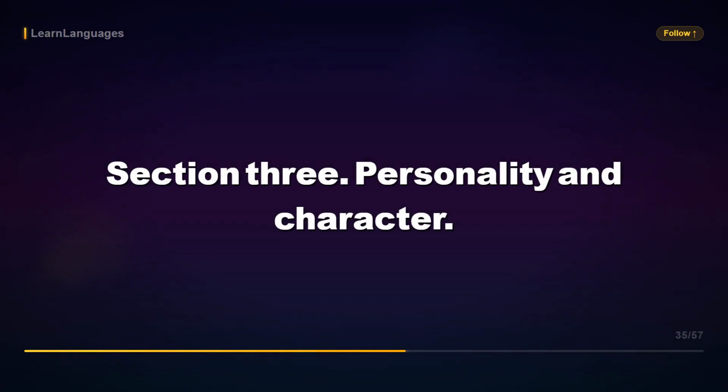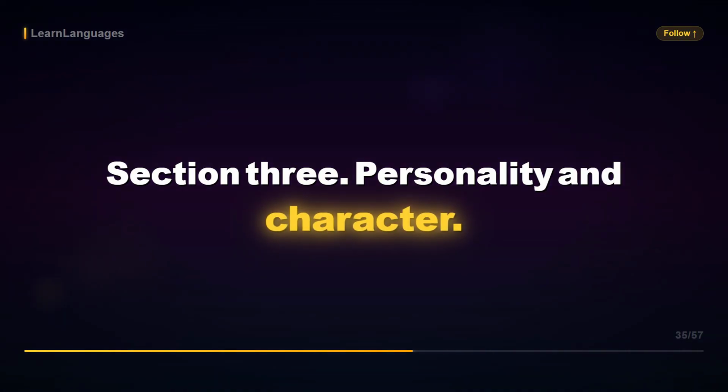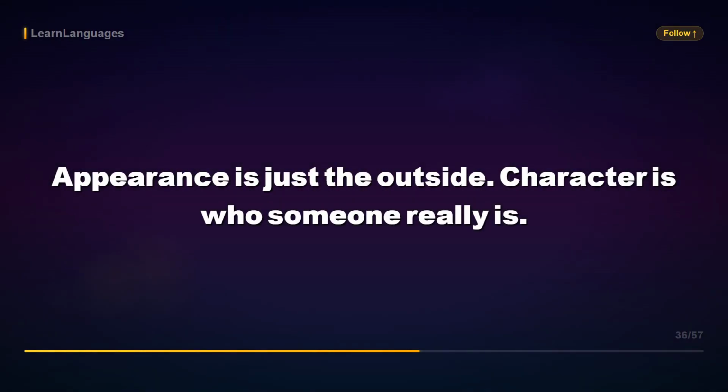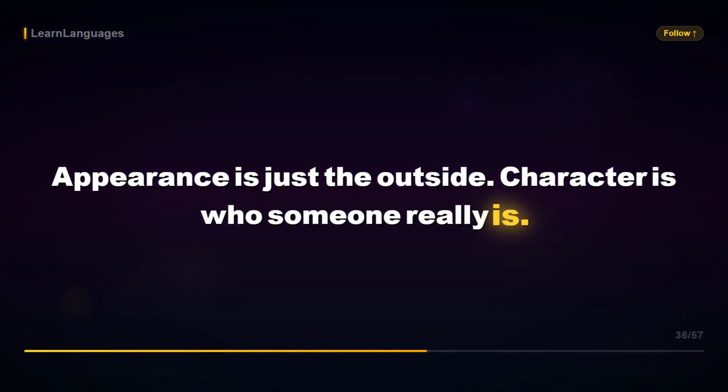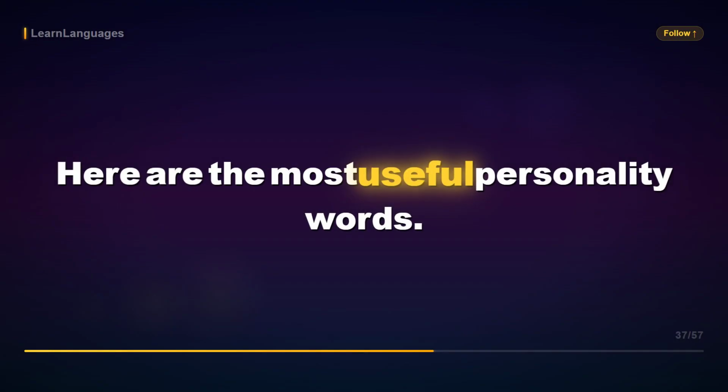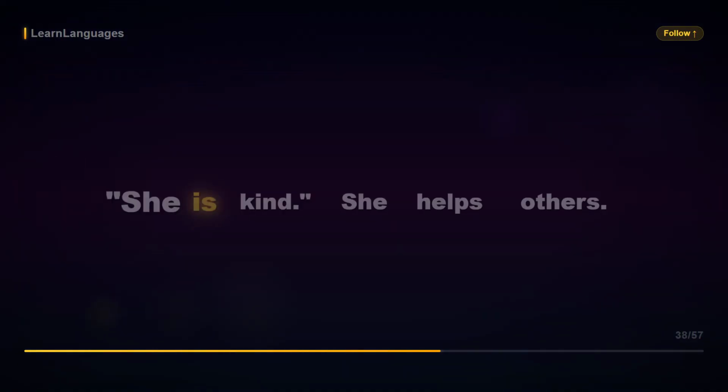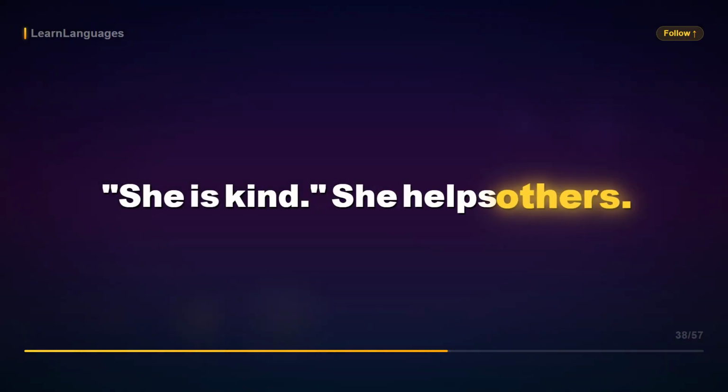Section 3. Personality and character. Appearance is just the outside. Character is who someone really is. Here are the most useful personality words. She is kind. She helps others.